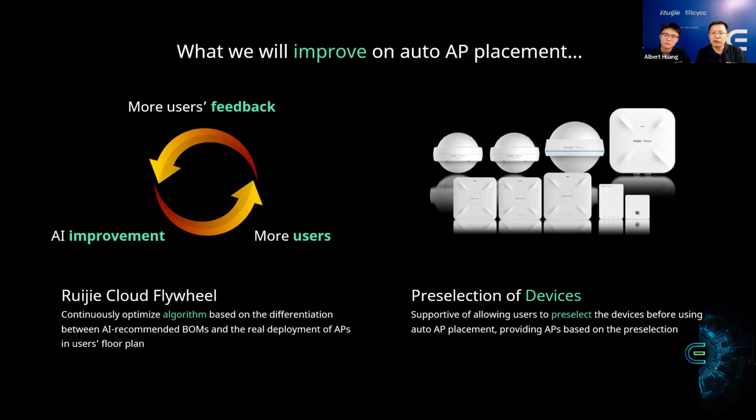First, we set up a new improvement system. We called it Ruijie Cloud Flywheel. Based on the user feedback and the modification of the AI heat map, AI will learn the difference and keep improving, and then we will get a better user experience, and then we will attract more users, and more users means we can get more feedback.